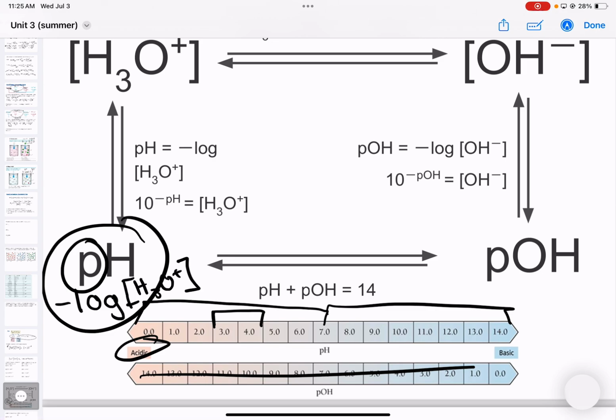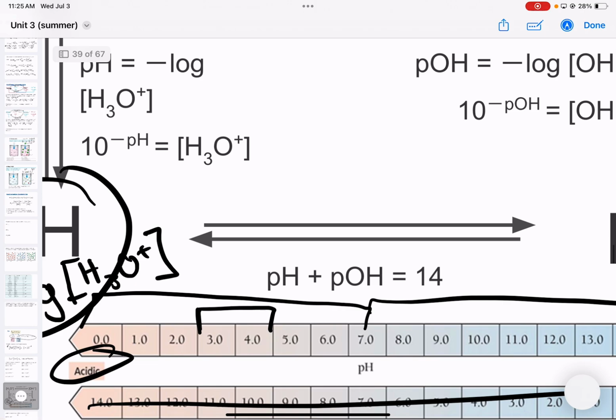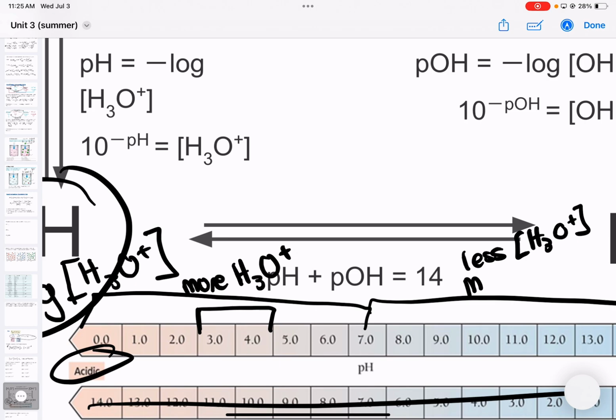Okay, so the more H3O plus you have, the lower the pH is going to be. So on this scale, this side has more H3O plus. That's why it is more acidic. And over here, it has less H3O plus, making it more basic. So they're inverted in the sense that as the H3O plus goes up, the pH goes down, and vice versa as well.